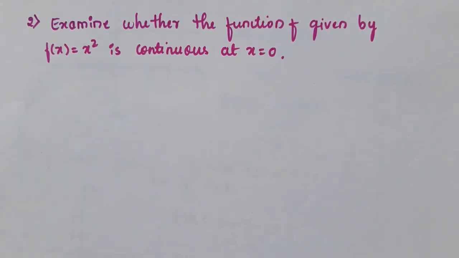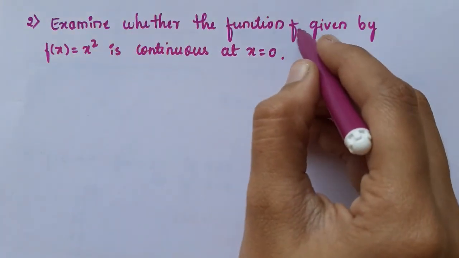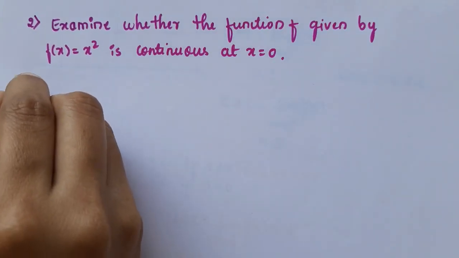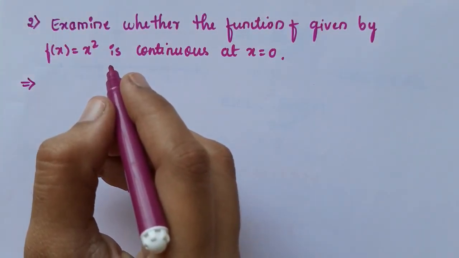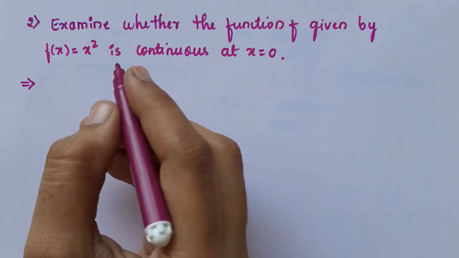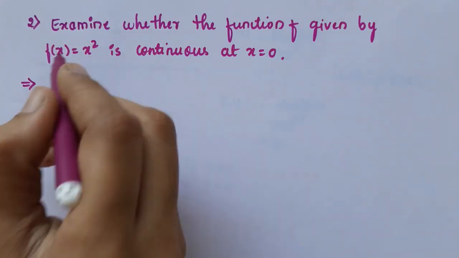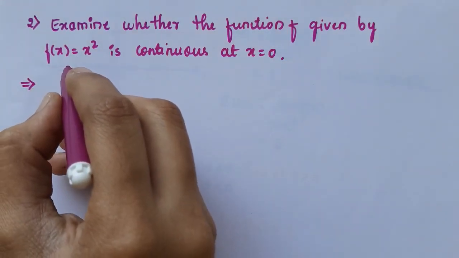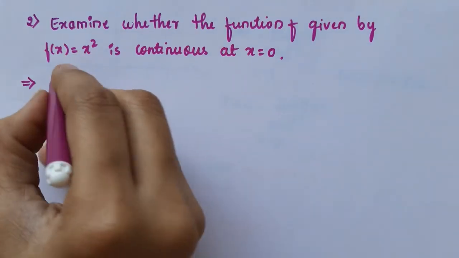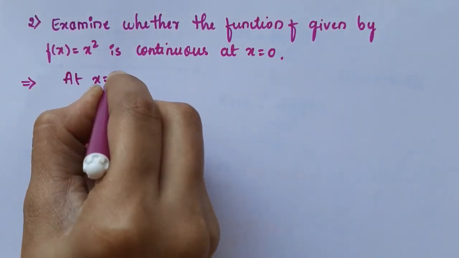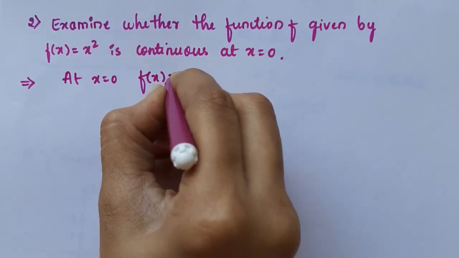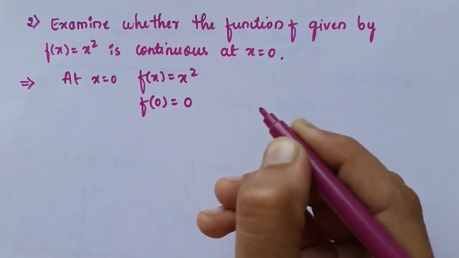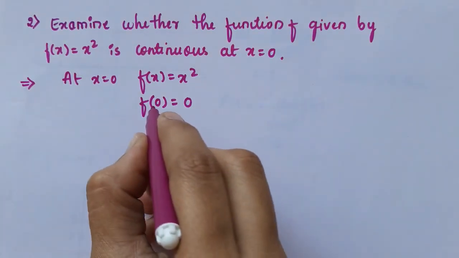Now we will take the second example: examining whether the function f given by f of x is equal to x square is continuous at x is equal to 0. First we have to check whether the function is defined for all the real numbers or not. Yes, the given function is defined for all the real numbers, and particularly at x equal to 0 the function is defined. First we find the functional value at x equal to 0. f of x value is x square. If you substitute 0 in place of x, you will get 0 square, nothing but 0. Therefore, at x equal to 0, the functional value is 0.